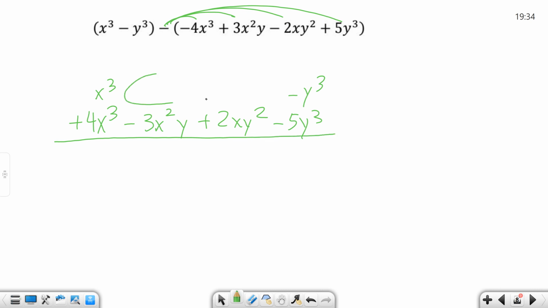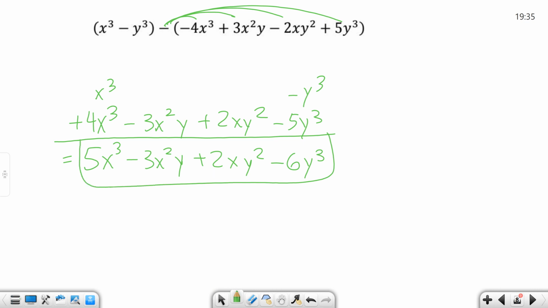And look, there's nothing up here, so these 2 terms right here are just going to be brought down, okay? But the first one, x cubed plus 4x cubed, remember there's a 1 there, so that's 5x to the third, or cubed. And then we get minus 3x squared y, we're just bringing this down, plus 2xy squared, bring that down. And then minus, again, that's 1, so minus 6y to the third. And there's your final answer.